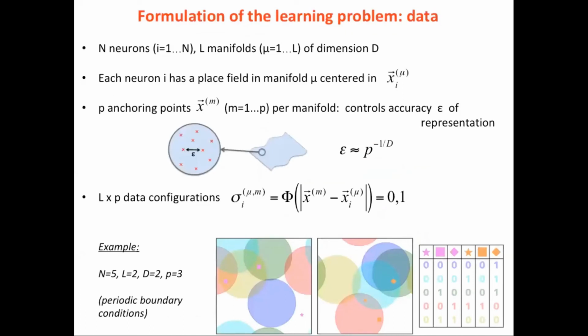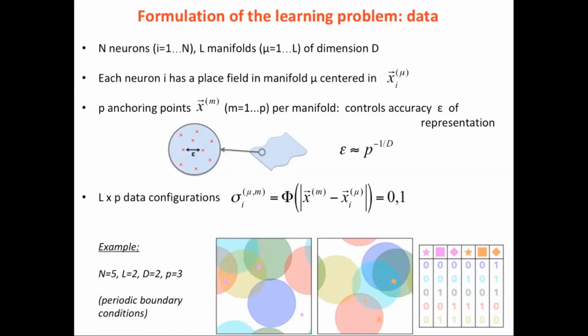First, how can I control epsilon? I will do that in the following way, which is reminiscent of the Samsonovich-McNaughton model, except that now I will actually draw some data and not some a priori interaction matrix. So I will still start from a network of N neurons, i running from 1 to N, and L manifolds mu from 1 to L, of dimension d. Each neuron i has a place field in manifold mu, which is centered around xi_i^mu, which I'm assuming to be a random vector. So this is absolutely identical to the Samsonovich-McNaughton model.